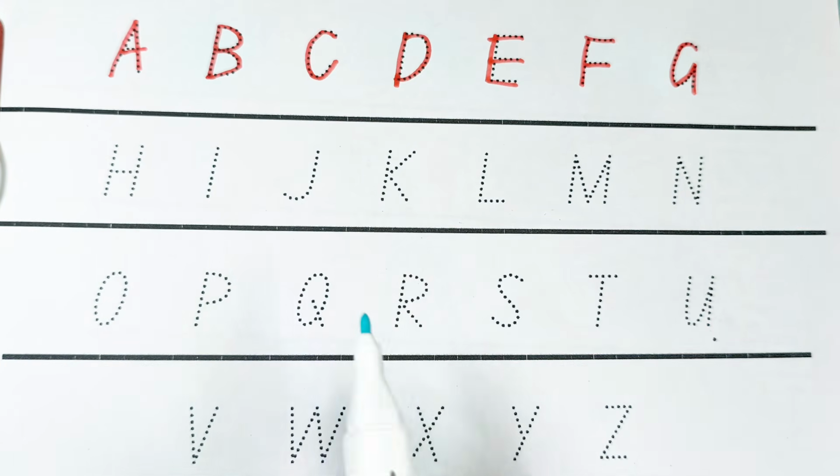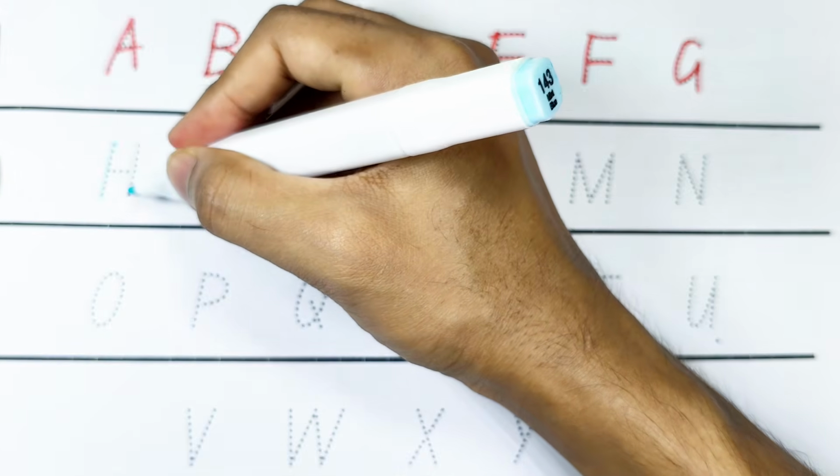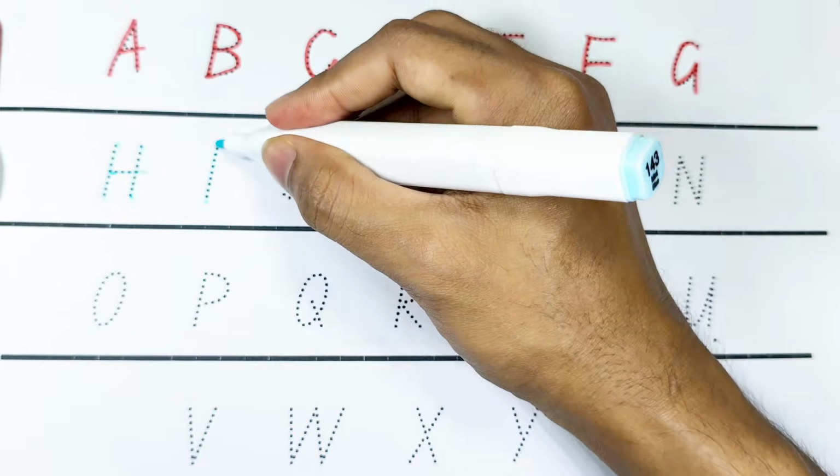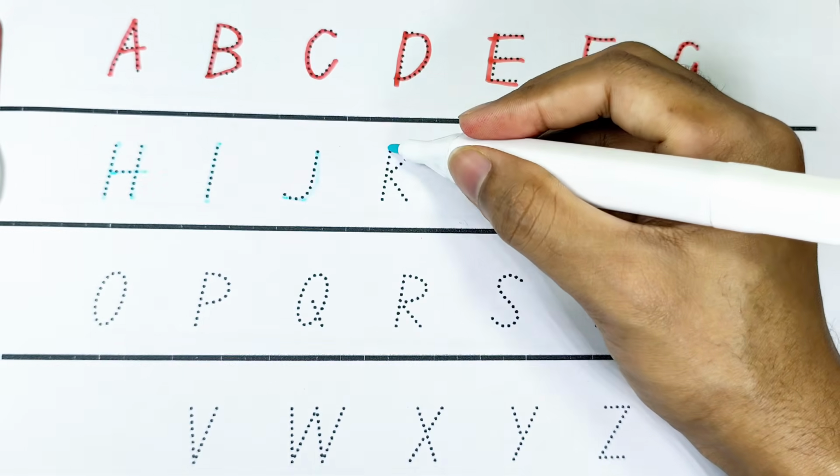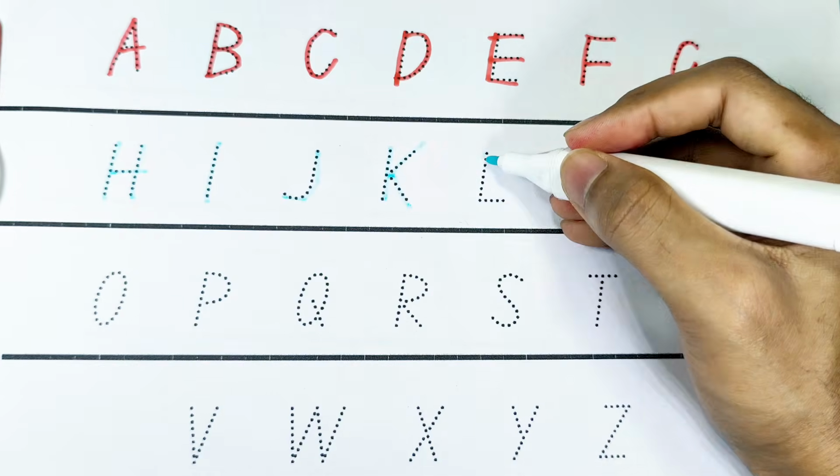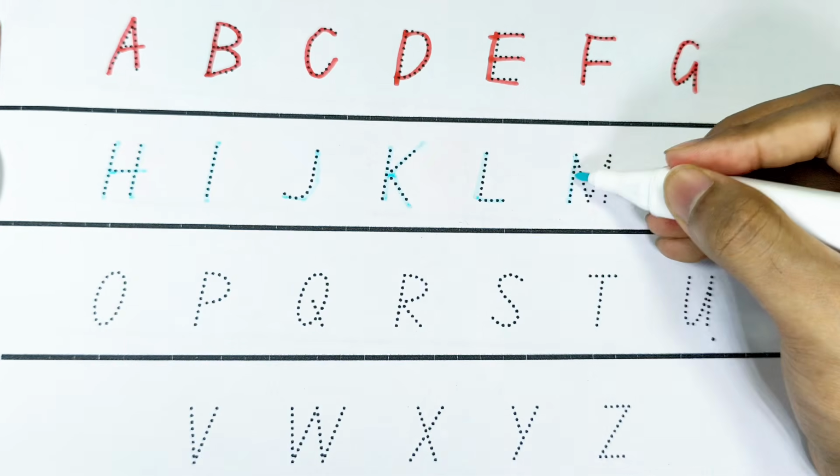Kids, now we're using the color of mint blue. H for hand. I. The next one is J, exactly. K for kite. L for lion, L for lemon.